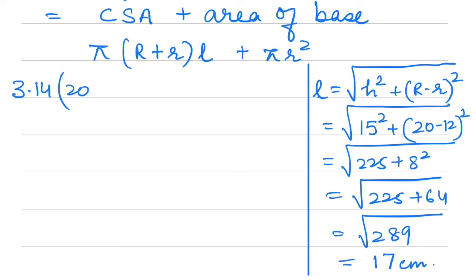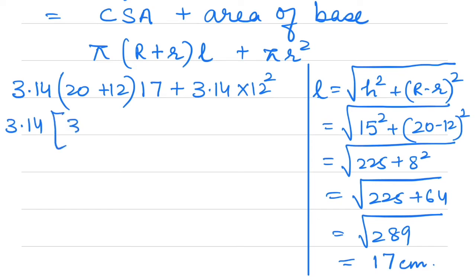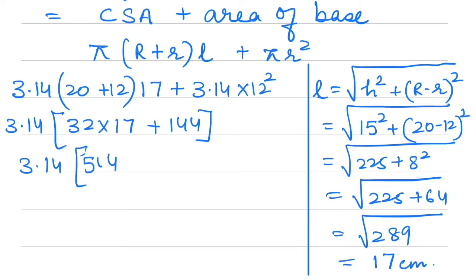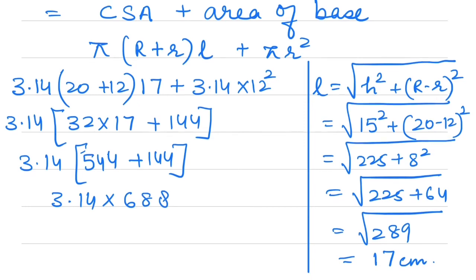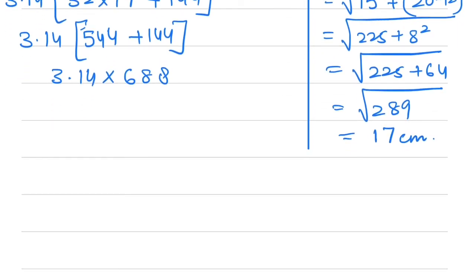R plus r will be 20 plus 12, and L we got as 17, plus again 3.14 multiplied by r square, so 12 square, small r. Now 3.14 I can take common, 32 multiplied by 17 plus 144. 17 times 32 is 544, plus 144. So we get 3.14 multiplied by 688. Now let's multiply 3.14 and 688.